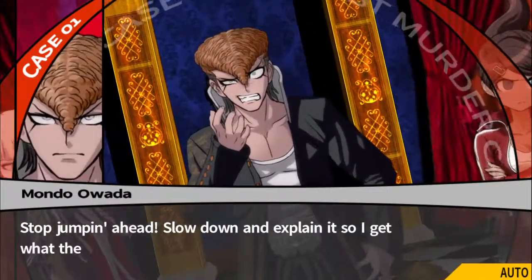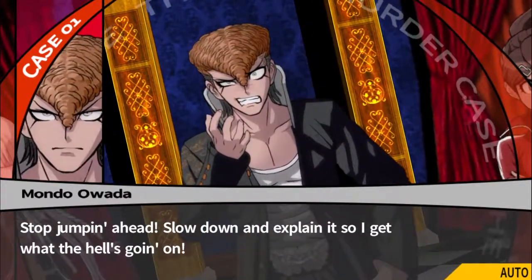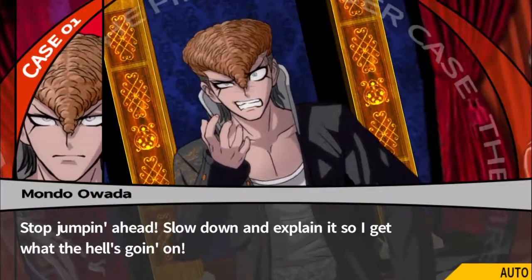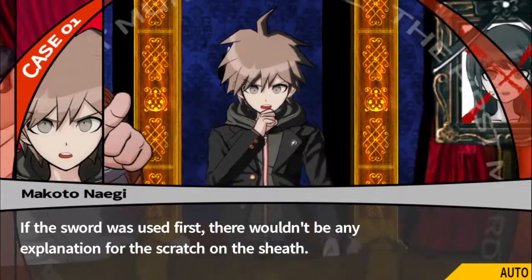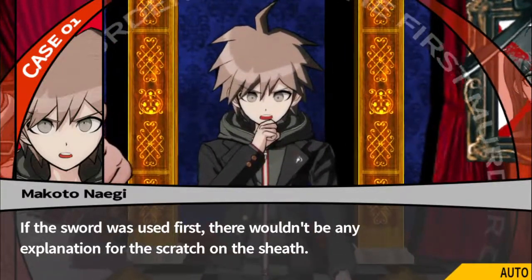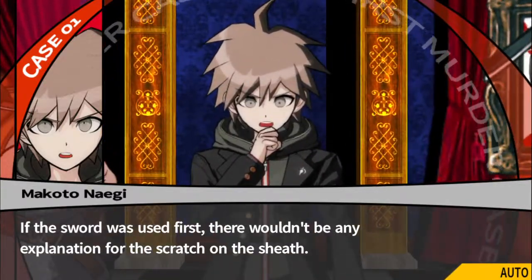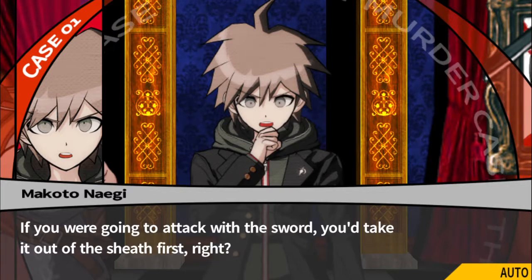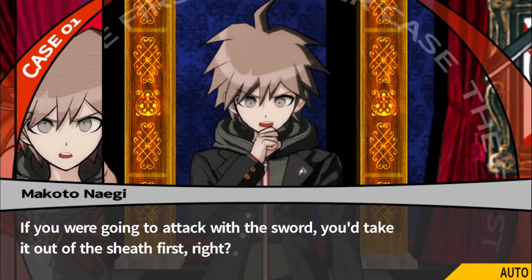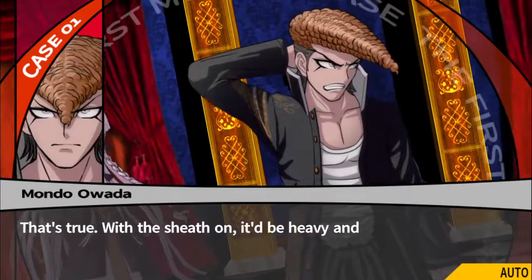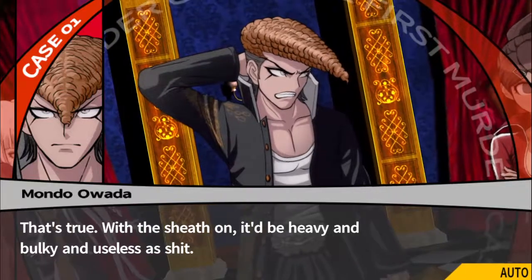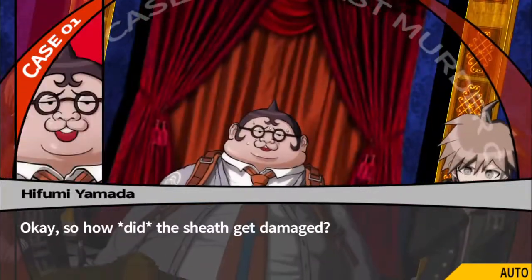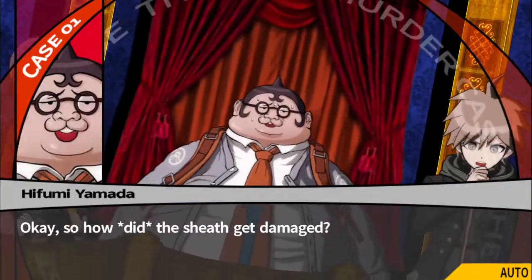Stop jumping ahead! Slow down and explain it so I get what the hell's going on. If the sword was used first, there wouldn't be any explanation for the scratch on the sheath. If you were going to attack with the sword, you'd take it out of the sheath first, right? That's true. With the sheath on, it'd be heavy and bulky and useless as shit. Okay, so how did the sheath get damaged?